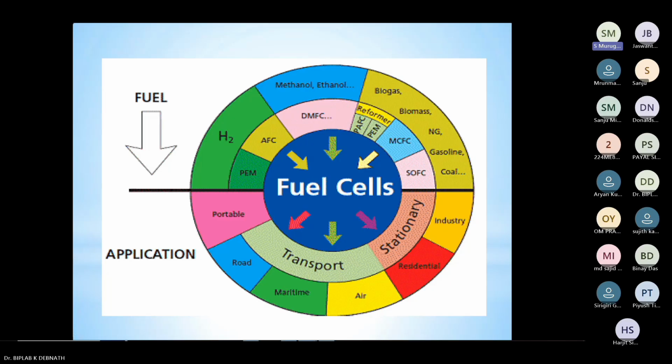But the thing is that if you want to use these fuels, you need to have a reformer before you supply the fuel into the PEMFC or PAFC. And of course, the bottom of the chart shows the applications of fuel cells in different sectors. So we have different sectors like portable, transport, road, maritime, air, and stationary applications like residential and industry. So fuel cells can be used in all the sectors.